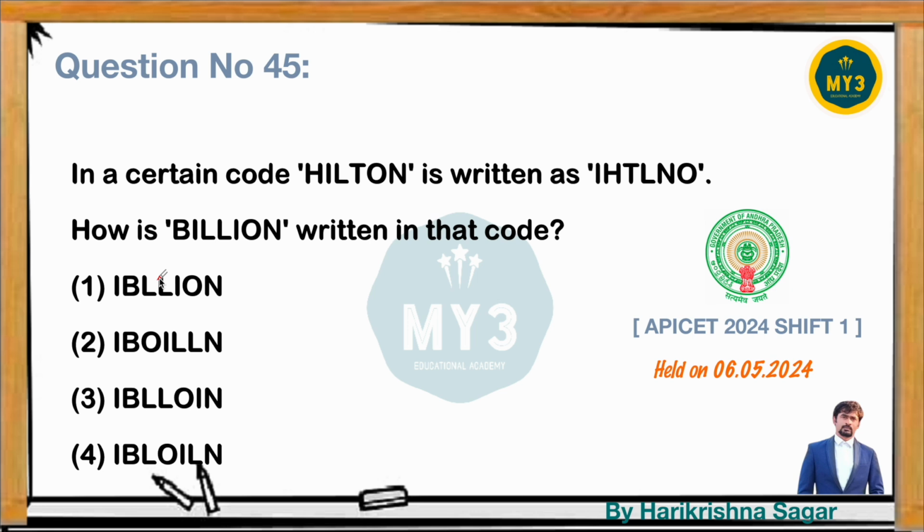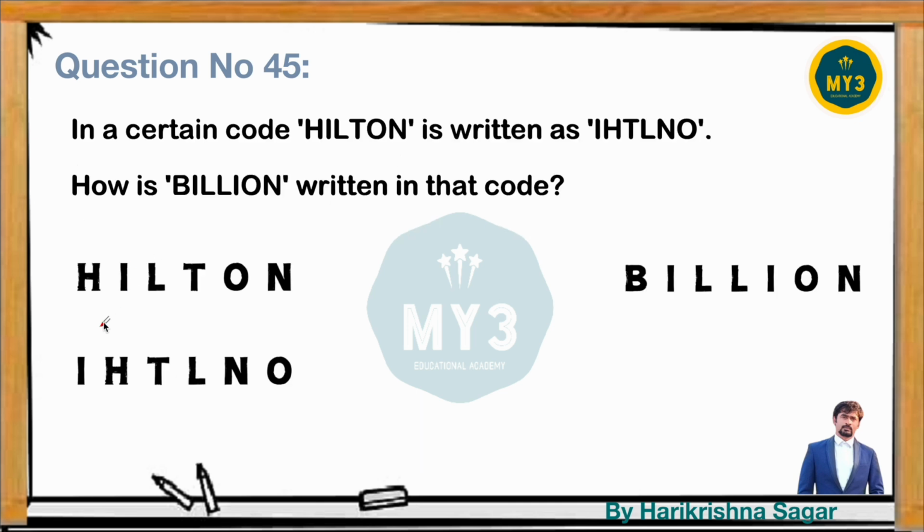In a certain code, Hilton is written as IHTLNO. Then billion is written as what? So Hilton is written as this. If you observe, something is happening, but all the letters available in this word and this word are going to be the same. IHLTNO are the same. But what is happening here? A small point you can observe here.